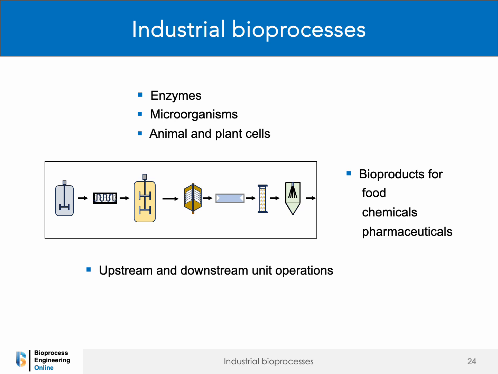In conclusion, in this introductory tutorial on industrial bioprocesses, you learned: what are the bioprocesses involving enzymes, microorganisms, animal and plant cells? What are the major industrial applications of bioprocesses for the production of food, chemicals, and pharmaceuticals? What are their upstream and downstream unit operations which have to be considered when designing and optimizing bioprocesses?